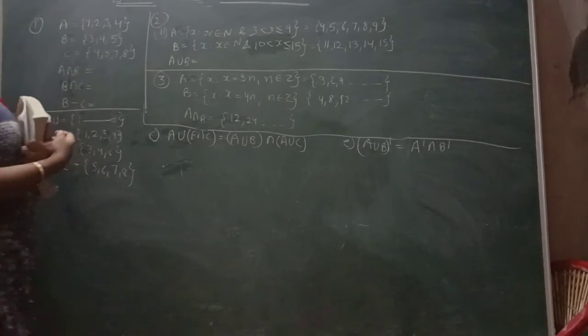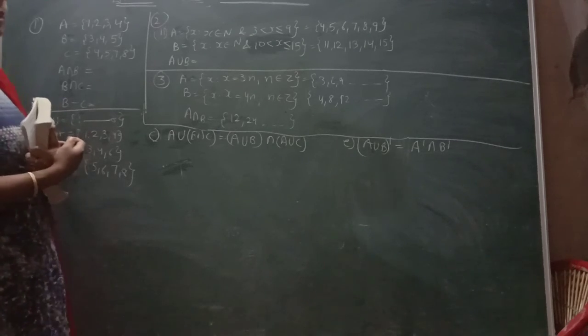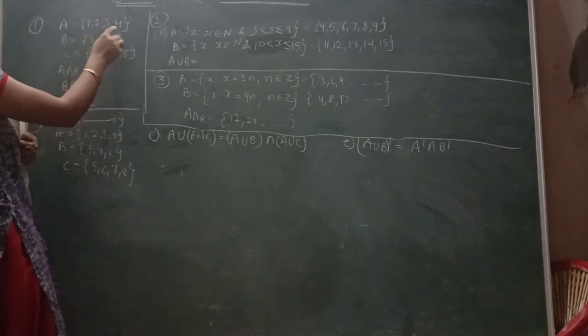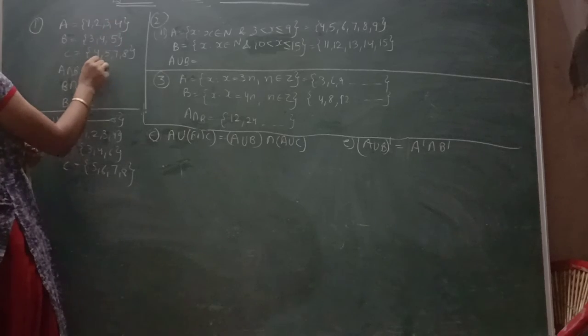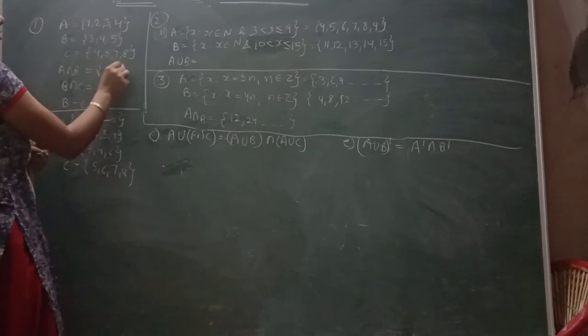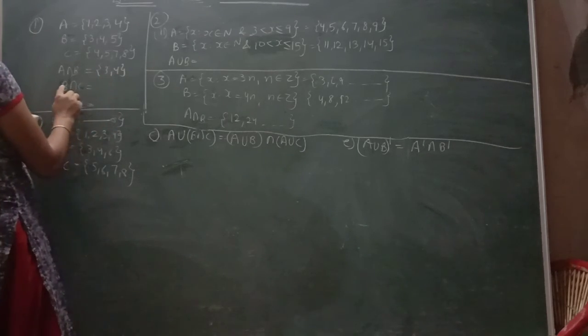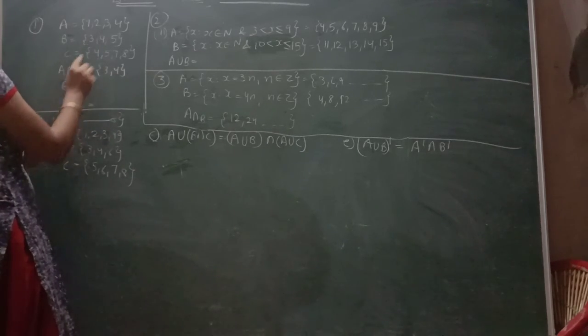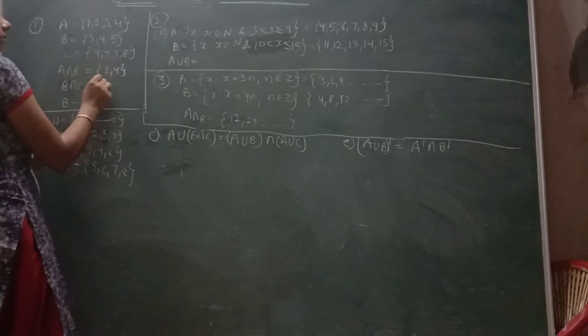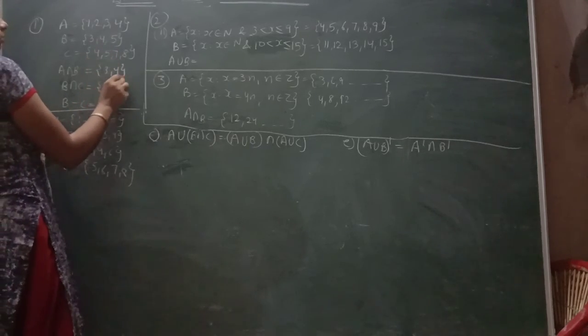As you know, the intersection of two sets means the common elements that are in A and B both. So here you can see that 3 and 4 are common in A and B. So A intersection B is 3 and 4. And what is common in B and C? B intersection C is 4 and 5.